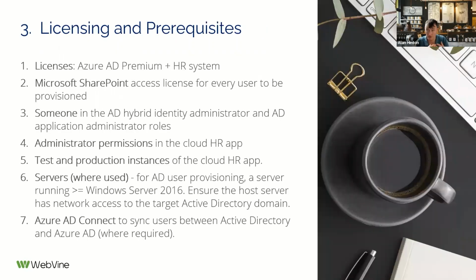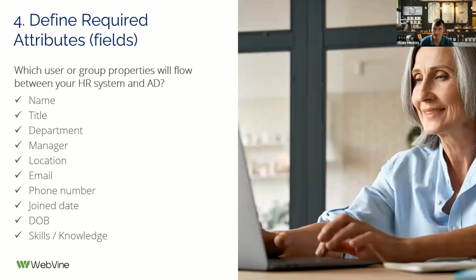Licensing and prerequisites. Sometimes there are licensing implications depending on your HR system, depending on how connected your AD and your AAD are. You may need additional licenses. So this is where engaging with your HR partner as early as possible, and engaging with your IT partner, getting them together and working out the licensing, the cost implications, the time implications, all of that is very important. That's a really important step in this process.